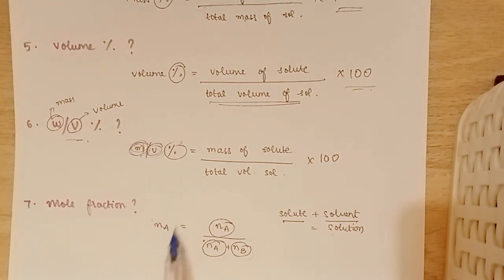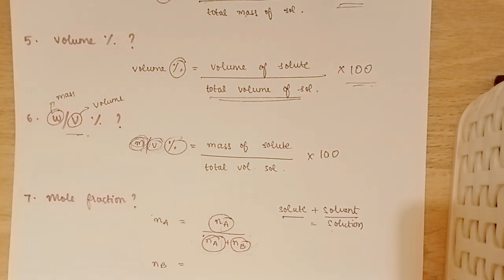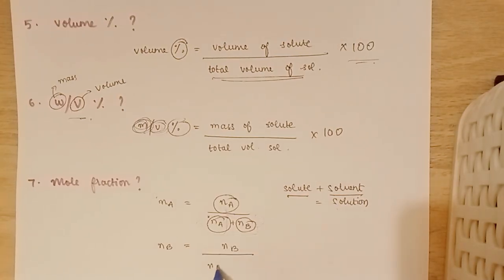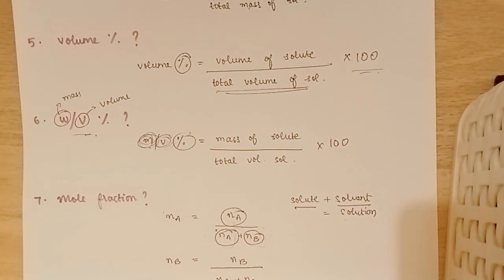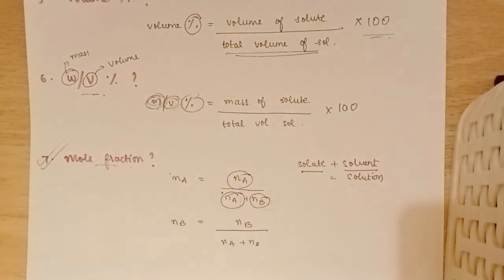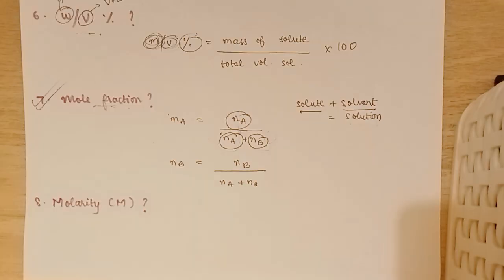That is, the mole fraction is equal to the number of moles of solute divided by the number of moles of solvent plus the number of moles of solute, that is number of moles of solution. If they ask you to find the mole fraction of the compound B, just like this, Nb divided by Na plus Nb. It's that simple. Just get the logic of this. So this is all about mole fraction, and mole fraction is very, very important in this chapter as most of the questions will be coming from mole fraction.